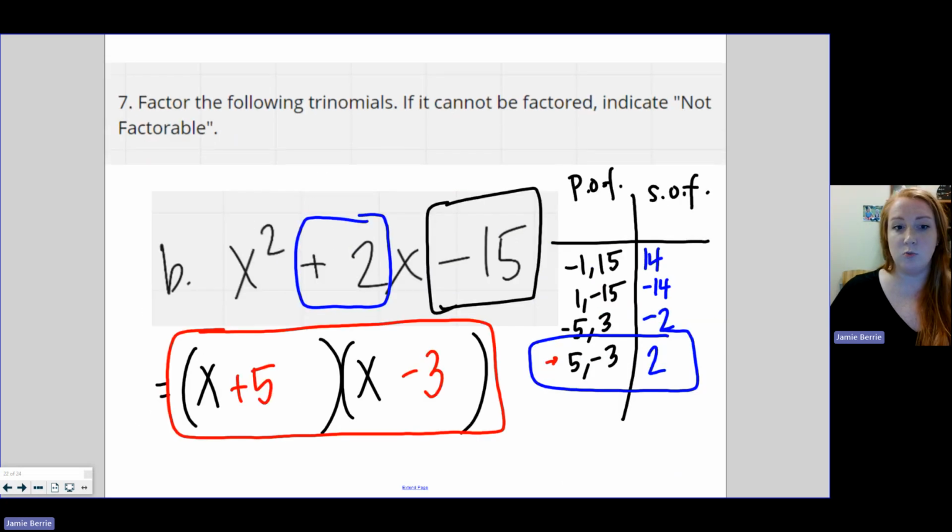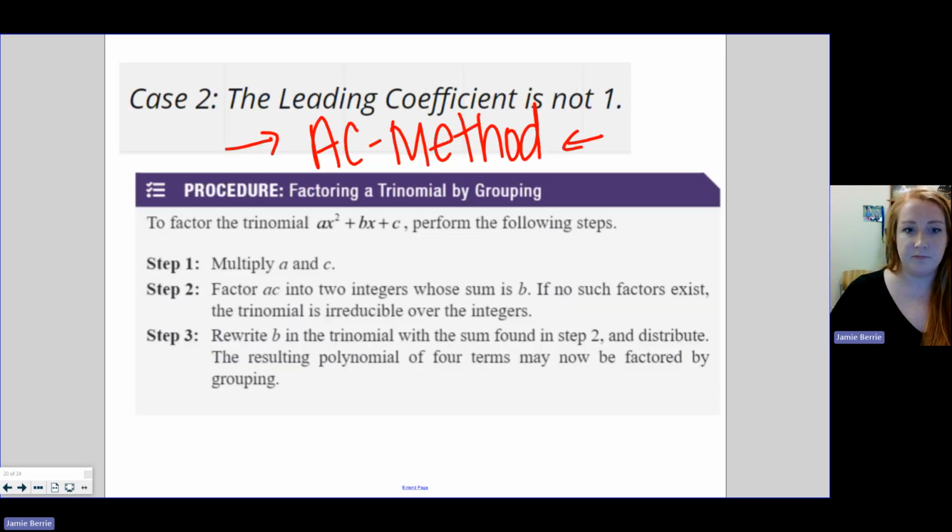If your leading coefficient is 1, it's much faster to do this method where you just look at the last term, look at the constant term, find the factor pairs, and then add them up to figure out which one matches the middle term. The AC method is the best method, in my opinion. There's other ways to do it, but this is the best method for the situation where your leading coefficient is not 1.